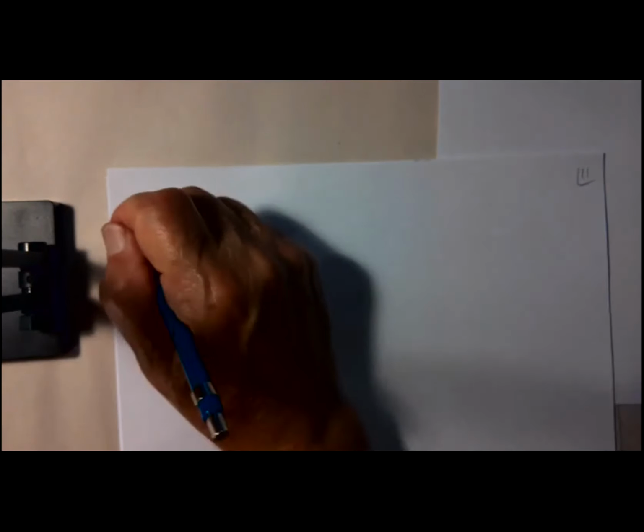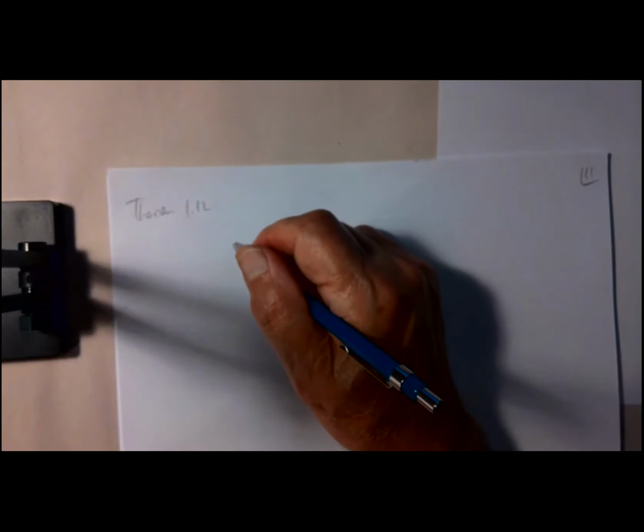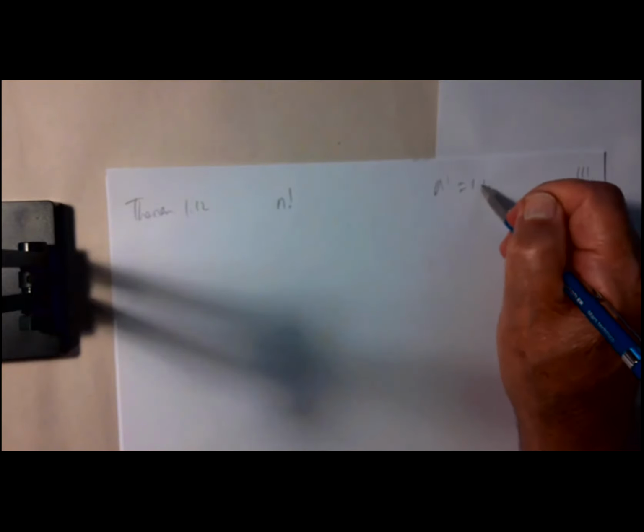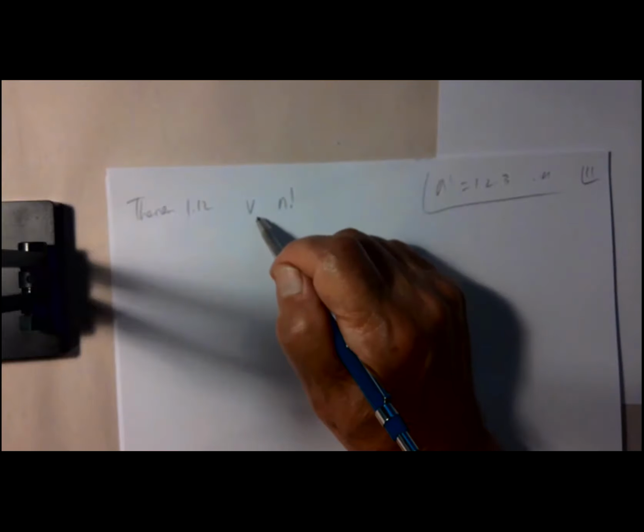So Theorem 112 is about the factorization of n factorial. So n factorial, 1 times 2 times 3, is the product of all the positive integers up to n. If you want to factor this, you have to know for any prime what power of the prime divides this number. That is, for any prime p, what is v_p of n factorial?